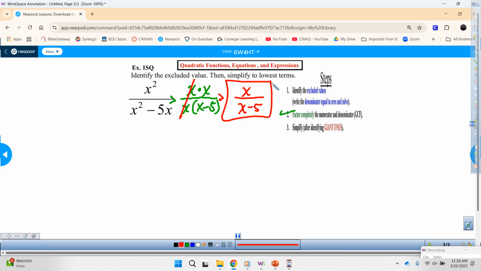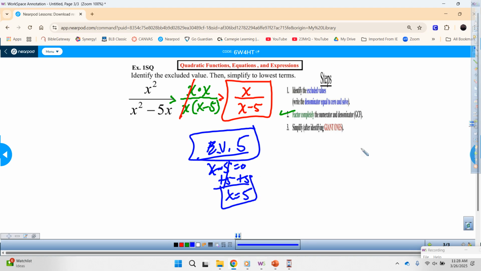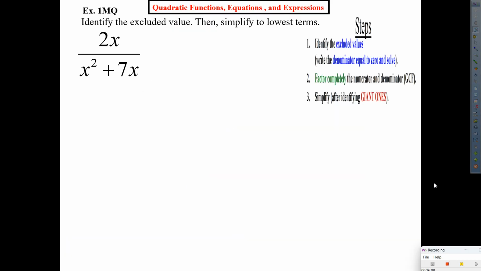Hands if you got that by yourself. All right, next, excluded value. We got what? x minus 5 equal to 0, plus 5, plus 5, x equals 5. That's our excluded value. All right, send me your notes, please. Hold on. I'm sending you. All right, problem 1, mega Q. Do that by yourself, please. 2m over x squared plus 7x.